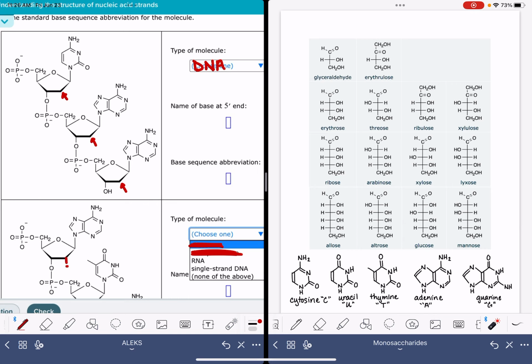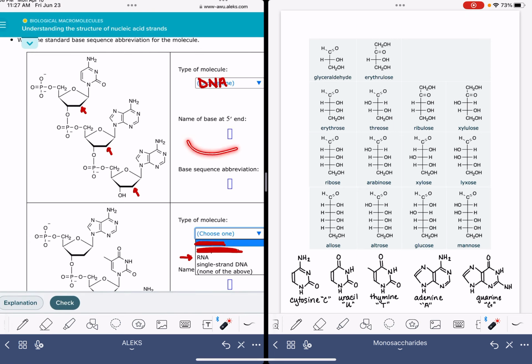If there was an OH group attached at that part of the ring, then we would classify it as RNA. So again, you're just looking right here at that carbon. Is there an OH group? Yes or no. If there is no OH group, it's a single strand of DNA. If there is an OH group, it is an RNA.